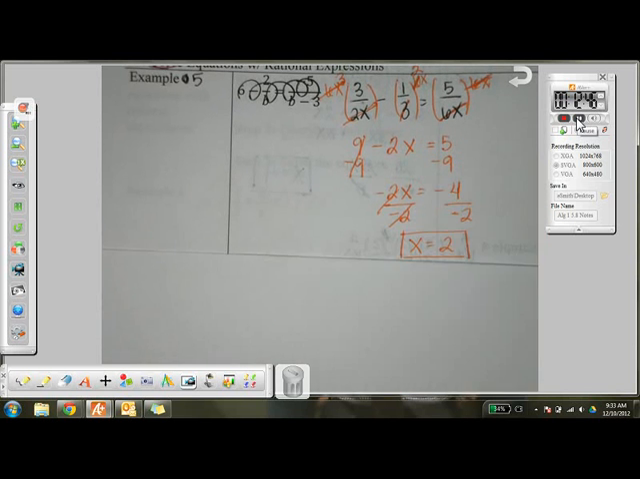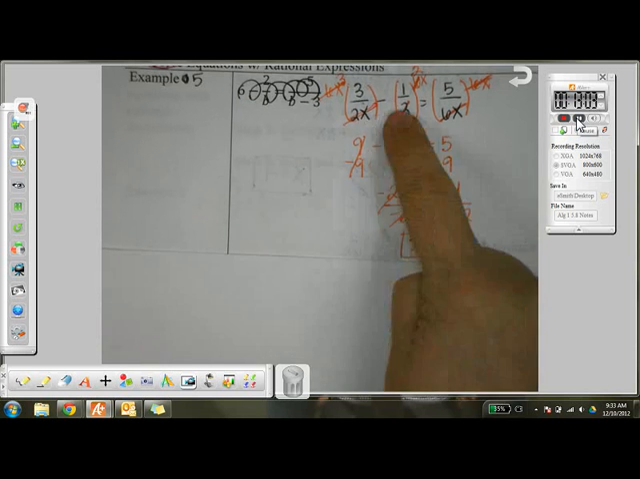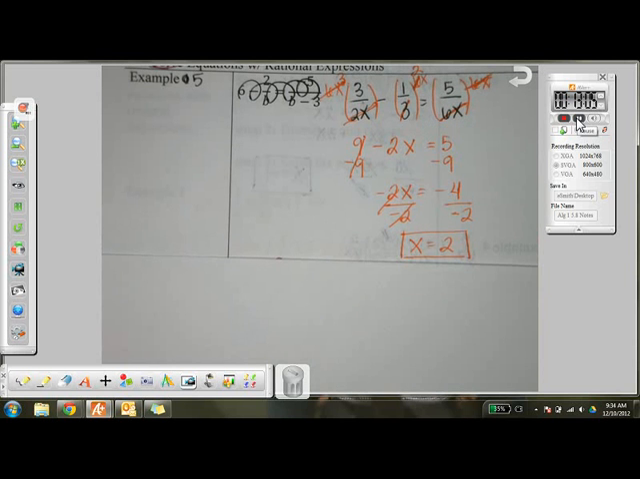Just as a reminder, you can cross multiply when there are only how many on each side of the equal sign? 1 on each side of the equal sign. If there is more than one fraction on each side of the equal sign, multiply by the LCD to get rid of the denominator. Sound good? Okay.